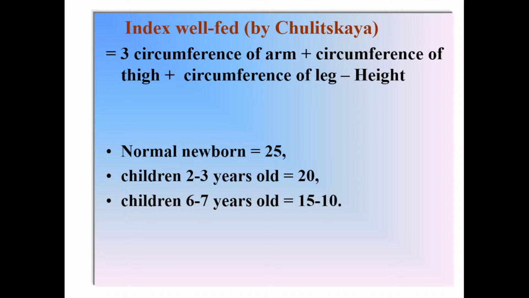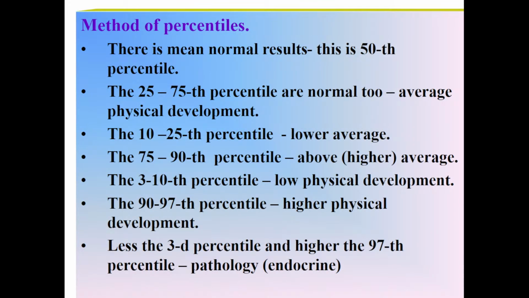It is used when we have the method of percentiles. We use these parameters: the Chulitskaya index, the Ehresmann index, and another. The method of percentiles is very often the main method to estimate physical development, especially at ages older than 1 year old.